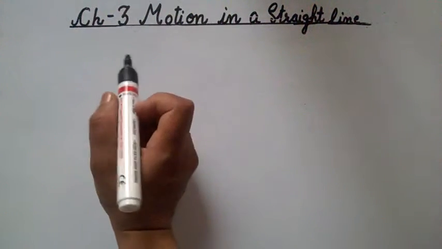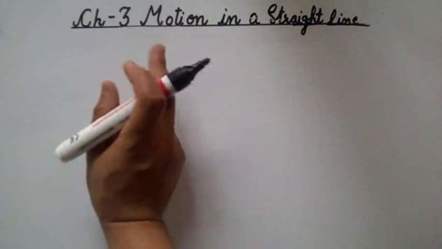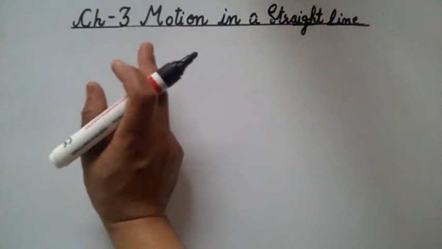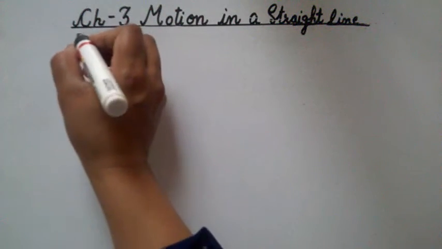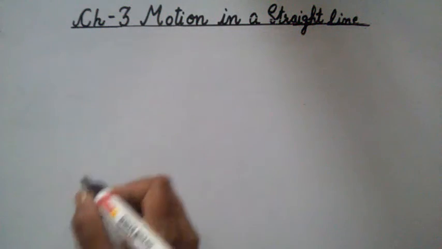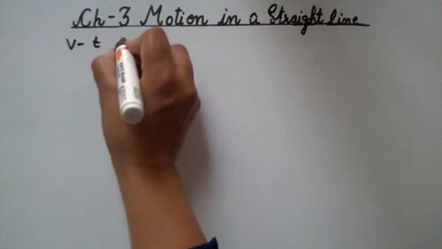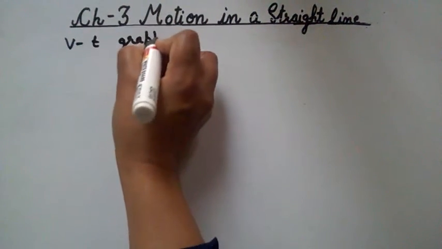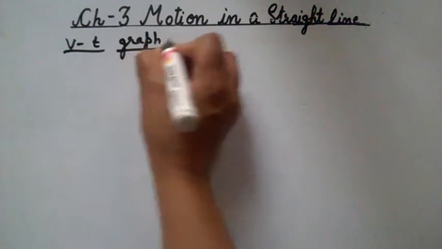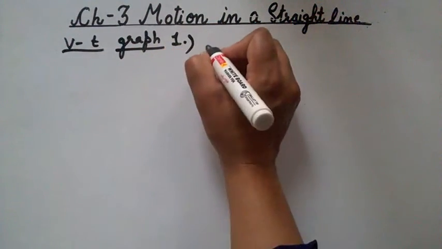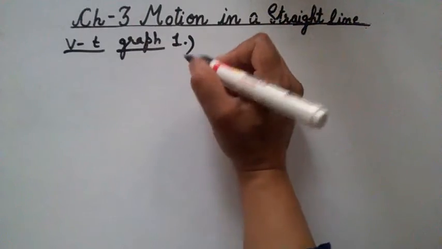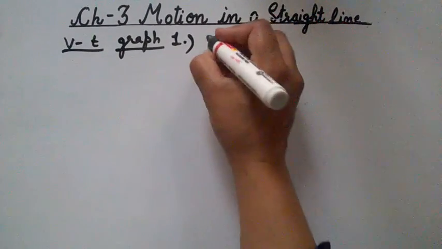In a straight line. In the previous video, we have studied about various kinds of velocity time graph. Now, plot different kinds of velocity time graph according to the given situations.